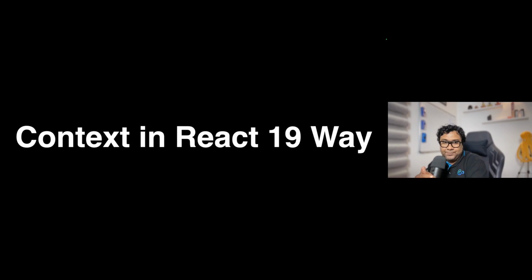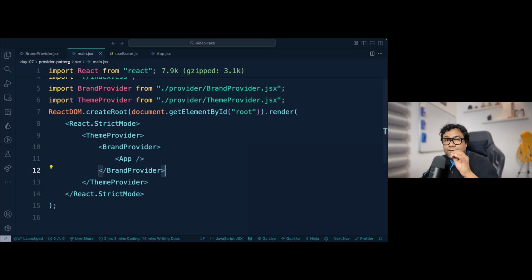That's the first change. Second change, the hook that we have created, the custom hook, use theme or use brand. We had used React's hook called use context to get the value basically. Now that also you don't need from React 19 onwards because React 19 provides a new API altogether called use. So let's go ahead and refactor our code.